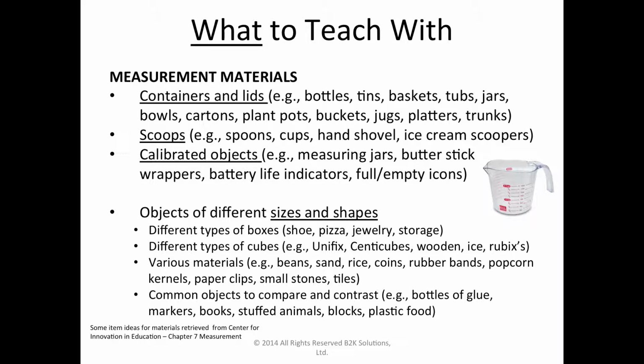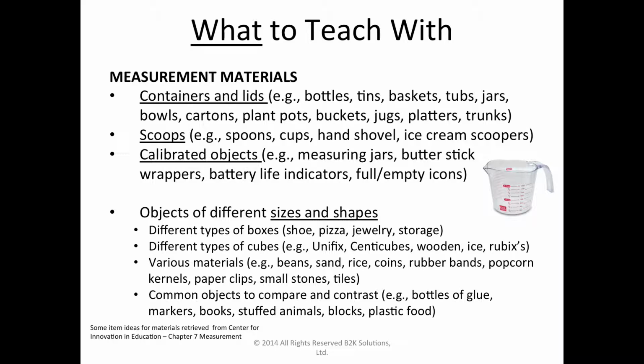So then we can also think of calibrated objects. Here's one that you may not have thought of, a butter stick. On many wrappers around butter sticks, there are markers for how much of the butter you need if you need a certain amount in a recipe. And so that is a calibration of amount. And so we can really think about different ways to conceptualize calibrated objects that kids may come across.